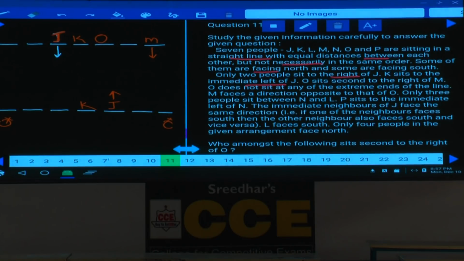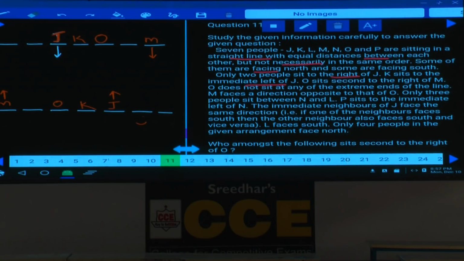Then coming to this one, O is not at any extreme ends of the line, hence O cannot be here as well, because if O is here, M and K must be in the same place, not possible. O cannot be here as well, because if O is here, M and K must be in the same place, hence O must be here. If O is here, M is here, then O sits second to the right of M, then M must face towards north. Then only O will be second to the right of M. Clear now? We have finalized the positions of this O and M as well.